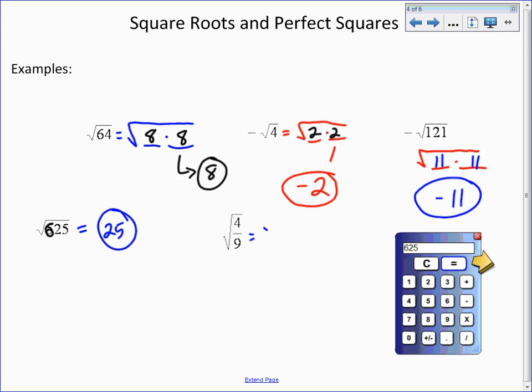On fractions, think of it as this: the square root of 4 over the square root of 9. These are equal to each other. Now we simply have to find the square root of 4, which we've already done, is 2. And then the square root of 9, we ask ourselves what times what equals 9. And that one is 3. And so 2/3 would be our answer.